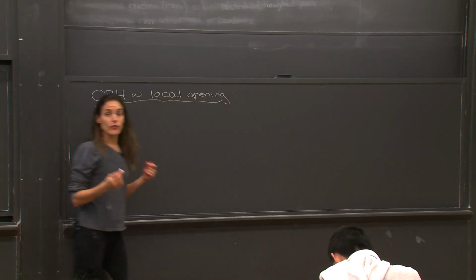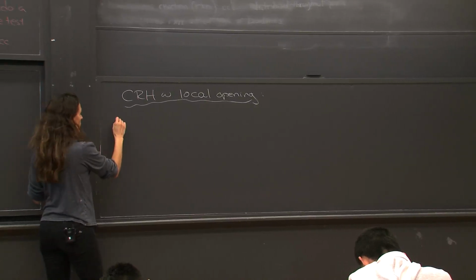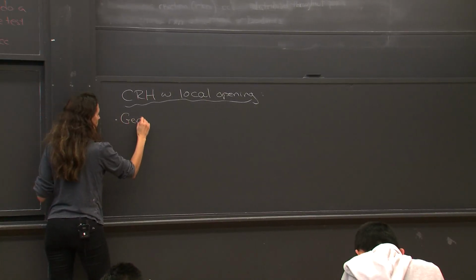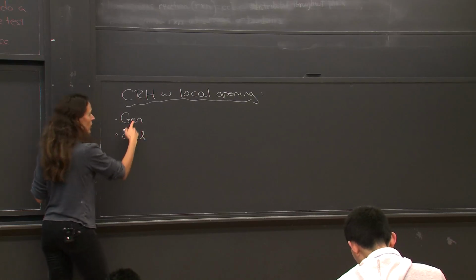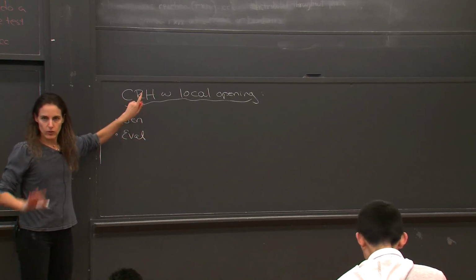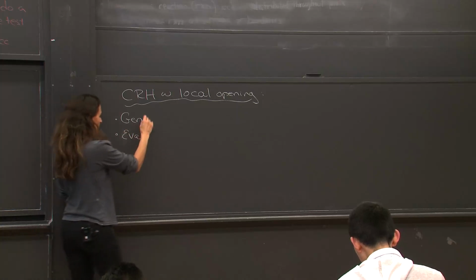And this consists of 5 algorithms. The first two are Gen and Eval. These two algorithms are what define a collision-resistant hash function. So this we saw last time. I'll just repeat it to recall.